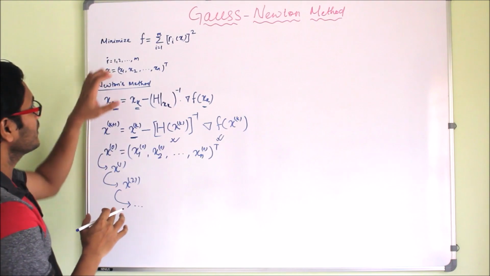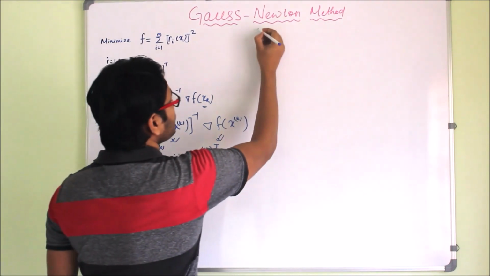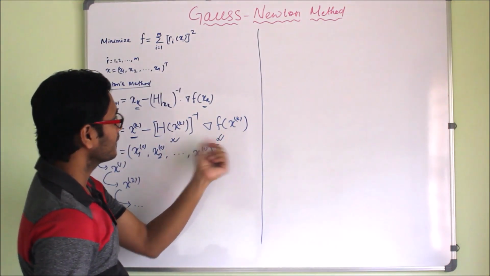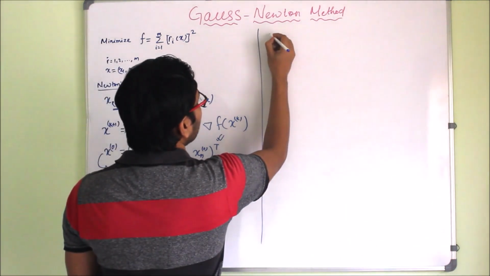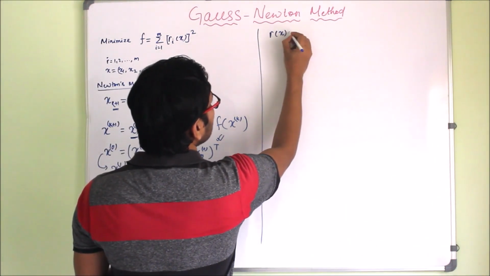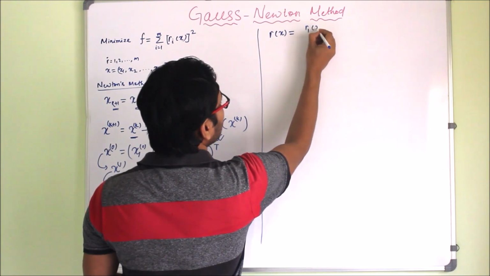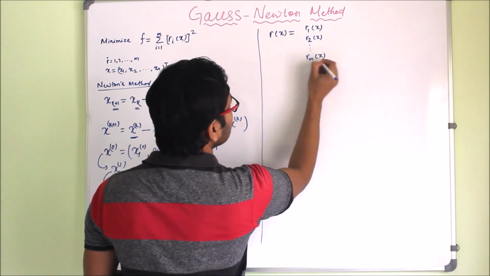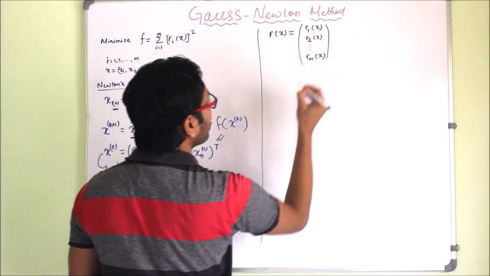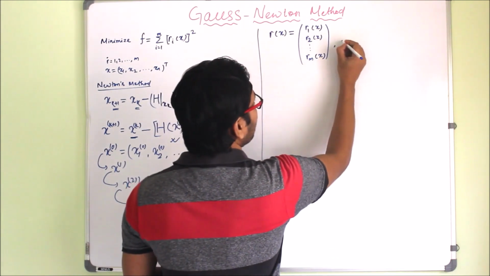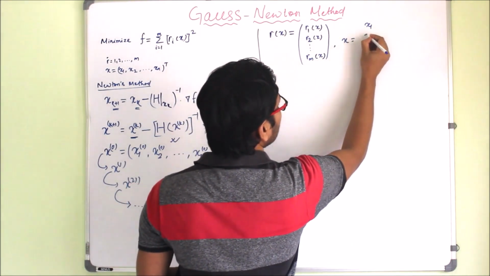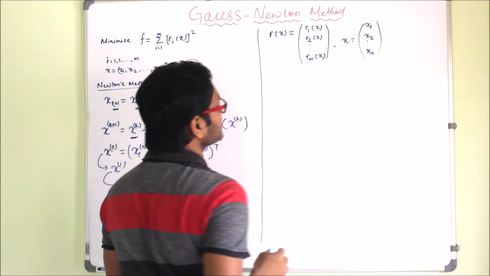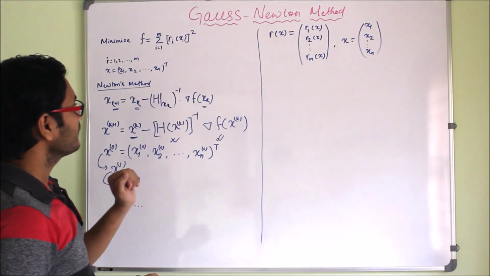Now how to proceed, let's see. For the Gauss-Newton method, we have to investigate the Hessian matrix and the gradient of f. So here I can write r of x. r of x is nothing but the vector r1 of x, r2 of x, up to rm of x. And x is x1, x2, up to xn. Clear?